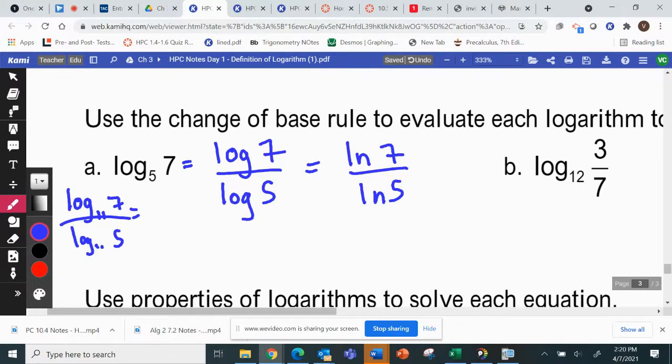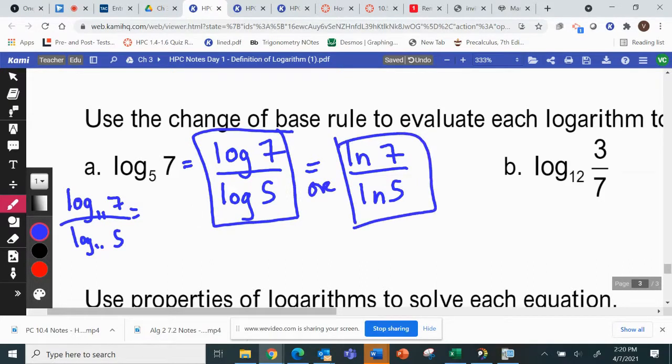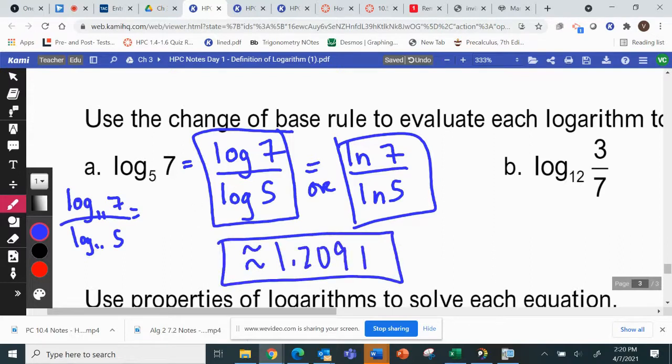So if you are asked to do change of base rule, you need to be able to show me either this or that. You need to be able to show me that you know what that rule is, because it will be important later. And then you just type it in your calculator. Log 7 divided by log 5. 1.2091. Make sure you know how to type that in your calculator. Just because I can do it doesn't mean you can. Did you try it?